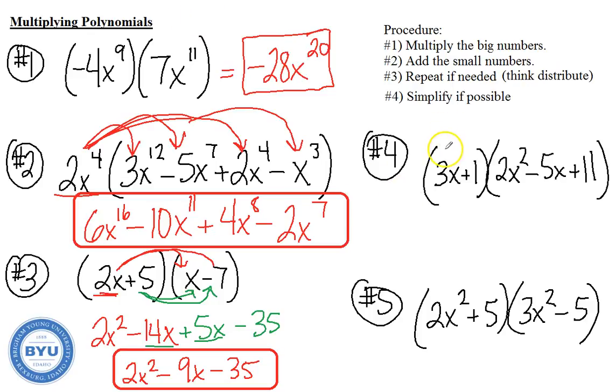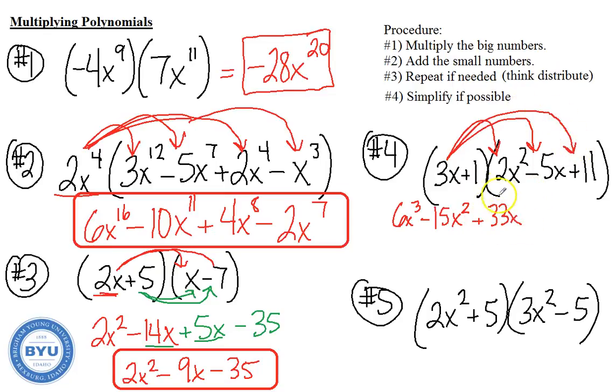Okay, great. On number 4, same thing. We're going to take this and multiply it in. I get 6x squared. Multiply that in, minus 15x. Ooh, it wouldn't be x squared. Hope you guys caught my error there. This is x squared and this is an x, so it's x cubed. 3x times negative 5x would be negative 15x squared because we add the exponents. And then the 3x times 11 would be plus 33x.